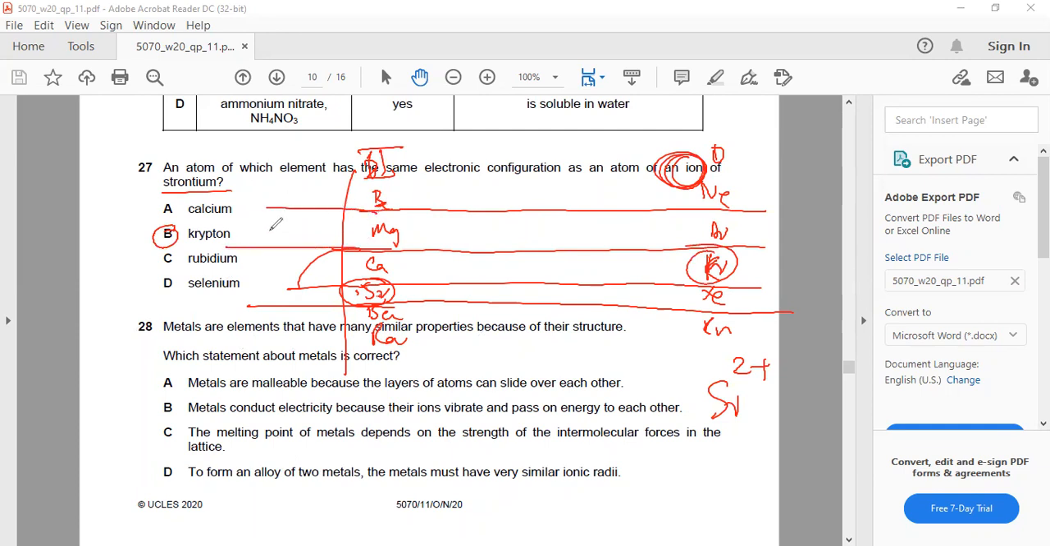See again: lithium, sodium, potassium, rubidium. Rubidium has 37, strontium has 38. 2 plus means it has 36 electrons, which is the same as krypton.